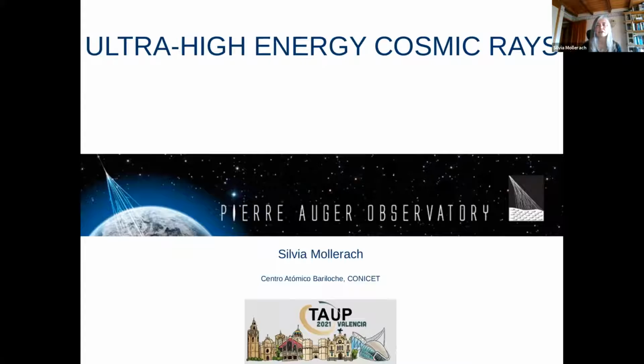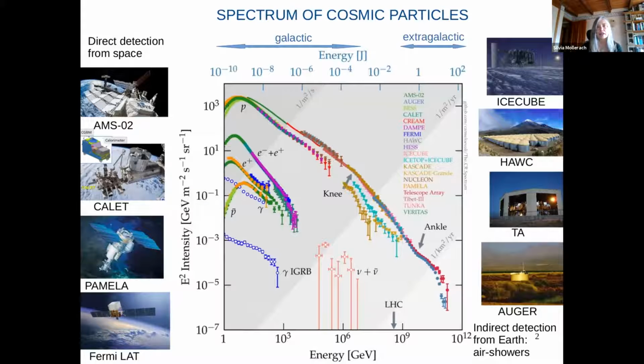First, thanks a lot to the organizers for the invitation to talk here about ultra-high energy cosmic rays. Let us start by having a look at the spectrum of cosmic particles that extends from 10^9 to 10^20 eV. We see that the overall spectrum falls like E^-3, the main features being the knee, a steepening of the spectrum at a few times 10^15 eV, and the ankle, a hardening of the spectrum at a few times 10^18 eV, and a sharp fall-off at 10^20.